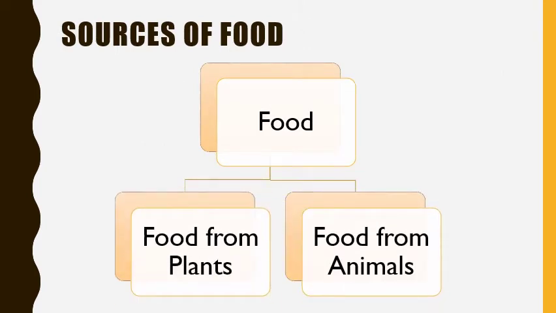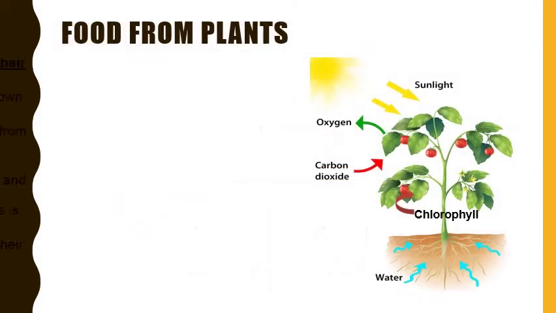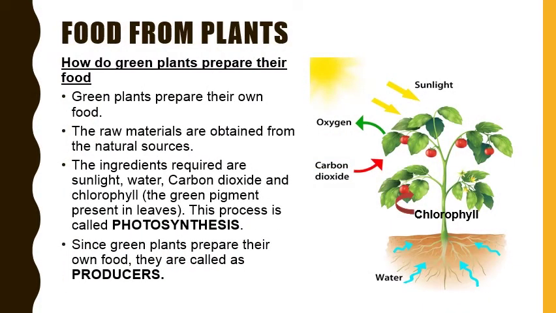Sources of food. Food that we obtain, we are consuming, is either obtained from plants or obtained from animals. We'll be studying the first part, that is food from plants. Now let us see how green plants prepare their food.